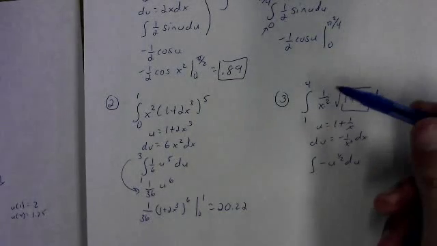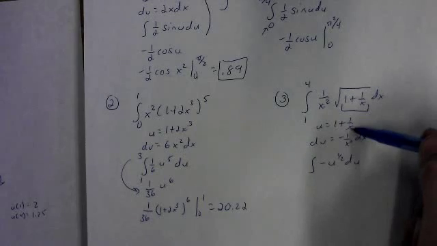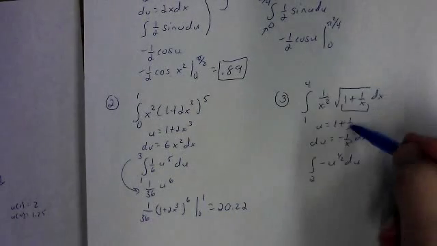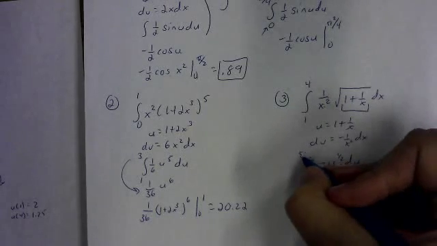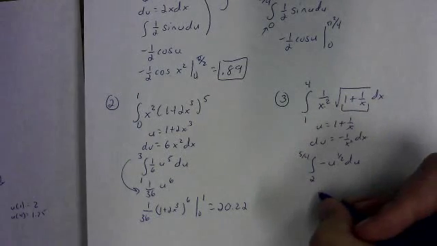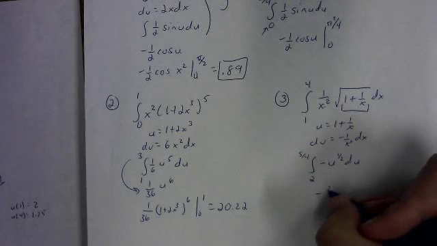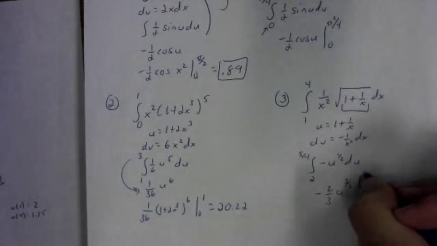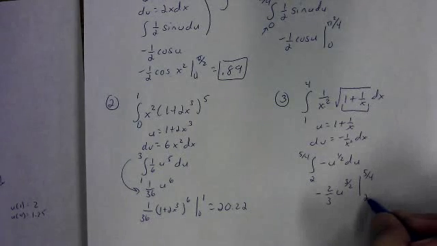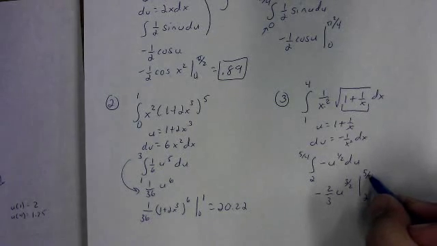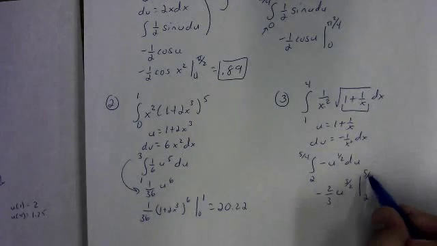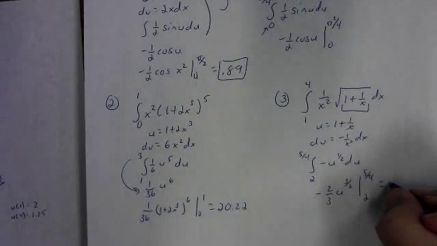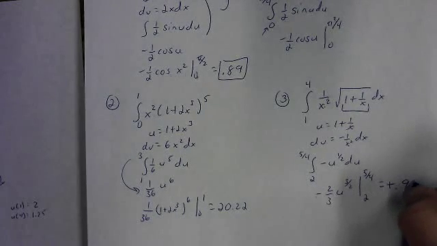If you plug in 1, you get 2. If you plug in 4, you get 5/4. So then we have negative 2/3 u to the 3/2 from 2 to 5/4. Notice this number is bigger than this number. That happens when we switch the limits. If we switch them, you have to make that positive. Don't be freaked out by that. And the answer then becomes 0.9556.